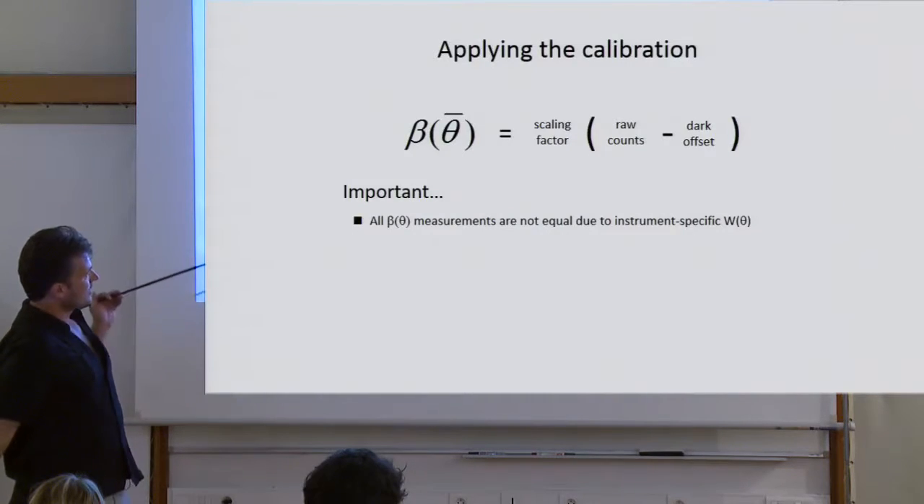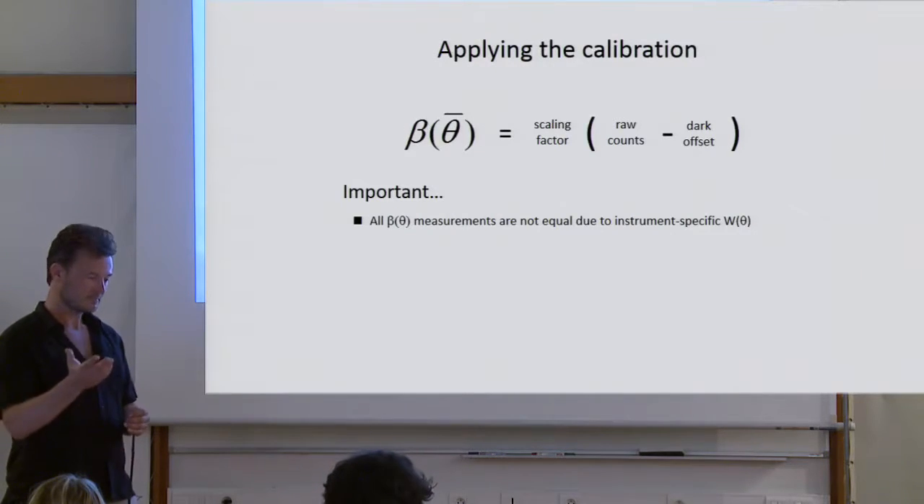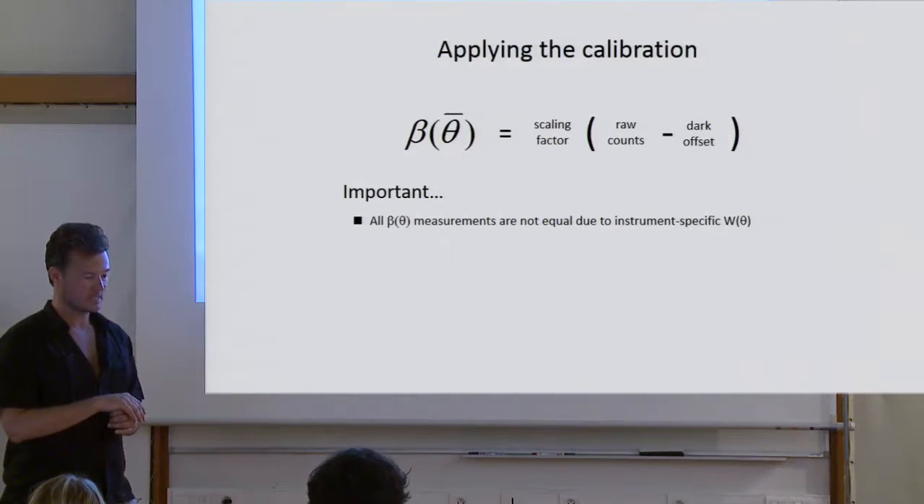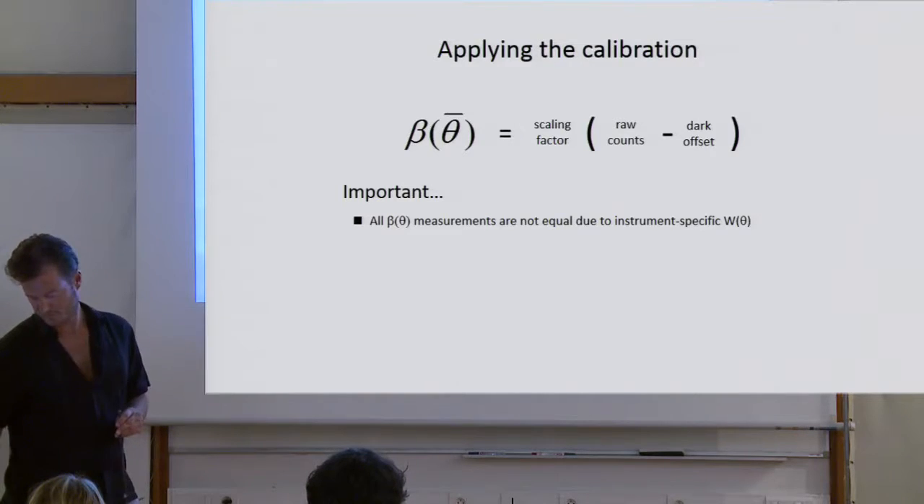And it's very important: all beta measurements are not the same. So you can have multiple sensors. My beta 150 with the MASCOT is completely different from a beta 150 from an ECO, because it's a much broader weighting function with an ECO.